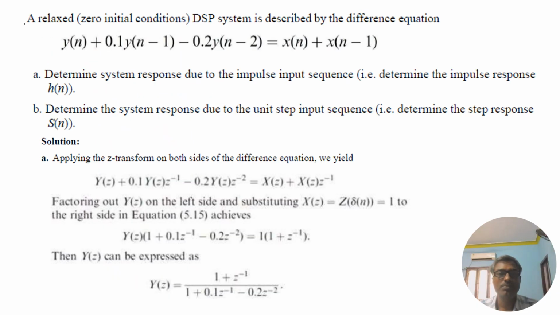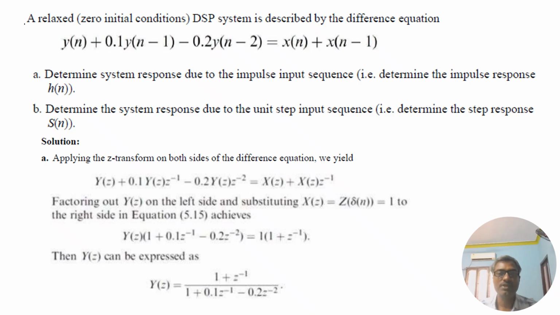The next example problem: a relaxed system with zero initial conditions is described with the help of the difference equation y of n plus 0.1 y of n minus 1 minus 0.2 y of n minus 2 is equal to x of n plus x of n minus 1. A, determine the system response due to impulse input sequence. B, determine the system response due to unit step input sequence. First, we need to find the impulse response, then we have to find the step response. As I said earlier, the impulse response is nothing but the response of the system when a unit impulse signal is applied at the input side.